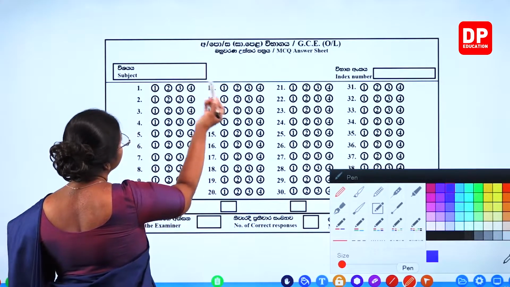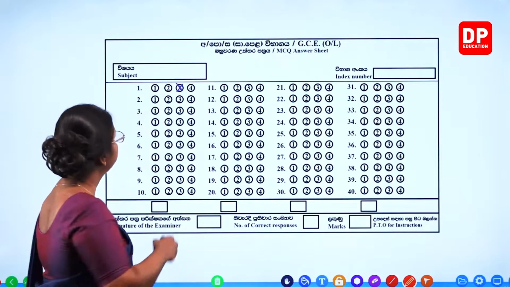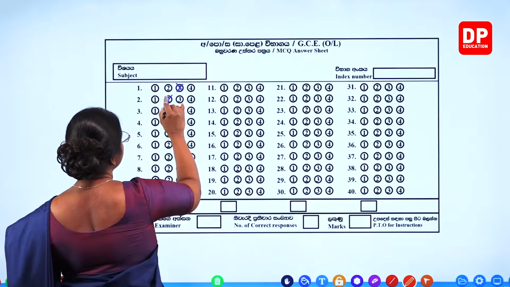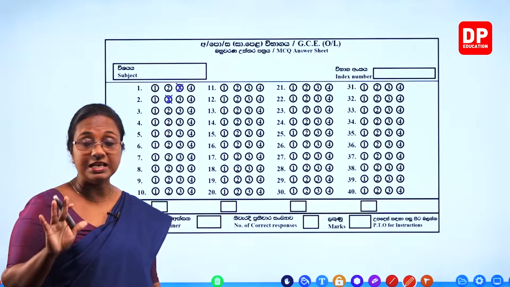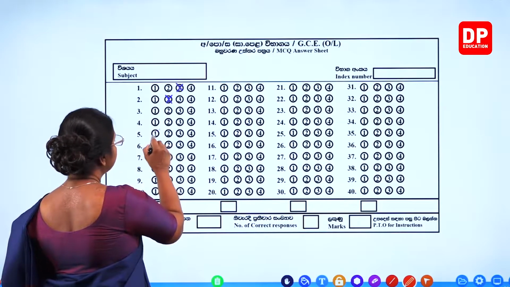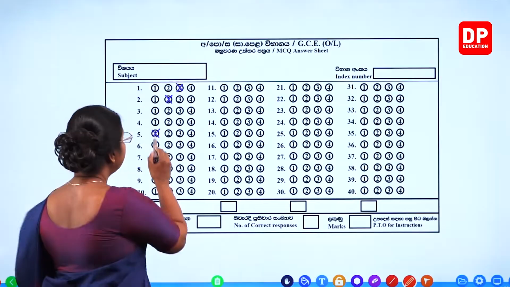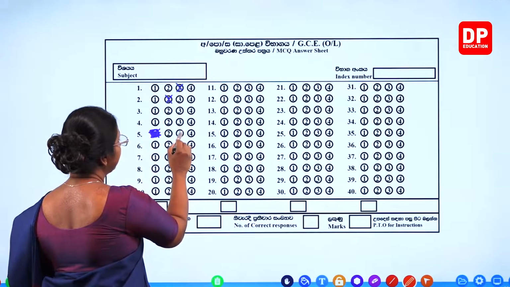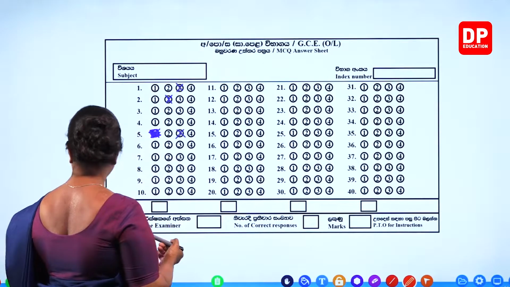If you select the third answer for the first question, you have to put a cross on top of it. Second answer for the second question, cross on top of that. And you know students, you should do it very neatly. You can't cut and chop and do that. Let's say if you mark answer 1 for the fifth question, then you feel it's wrong. Then you can't just cut it like that and mark answer 3. That is incorrect. You should not do that.